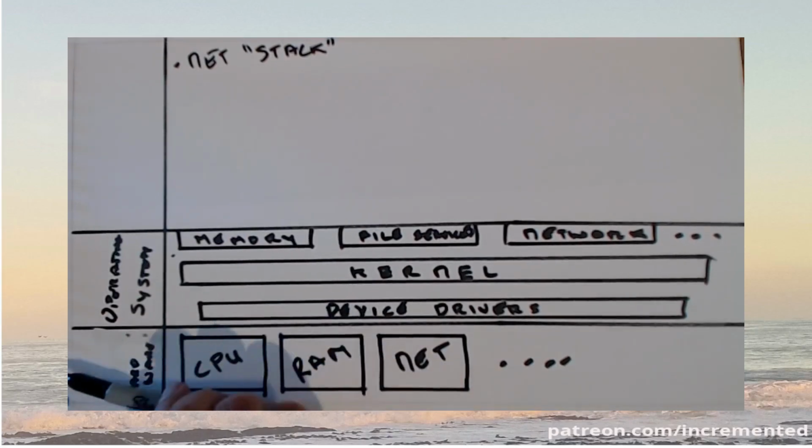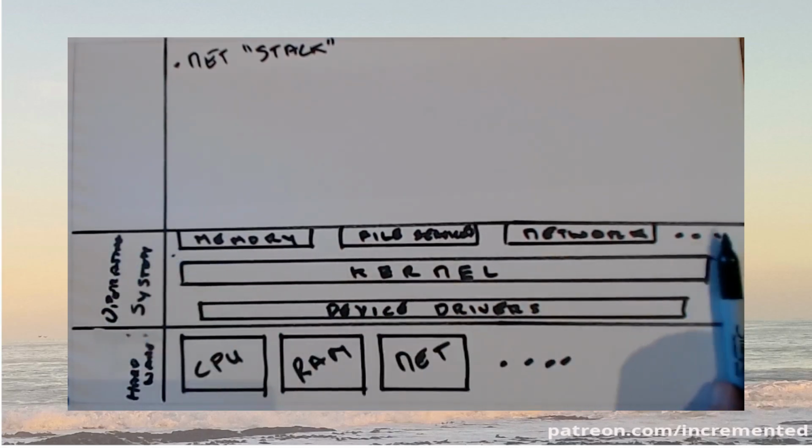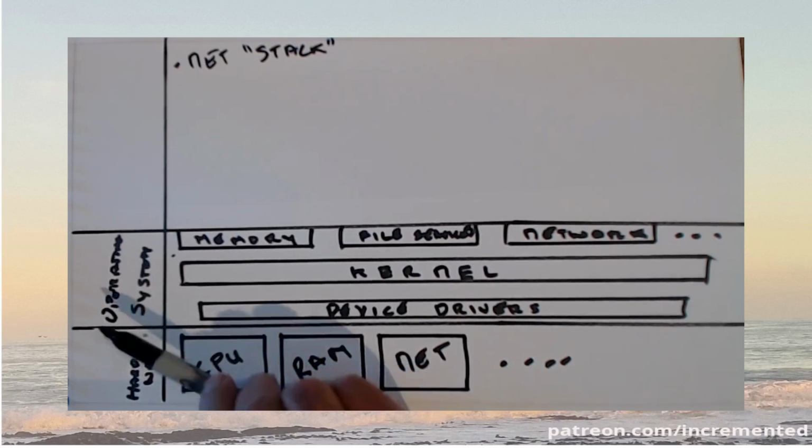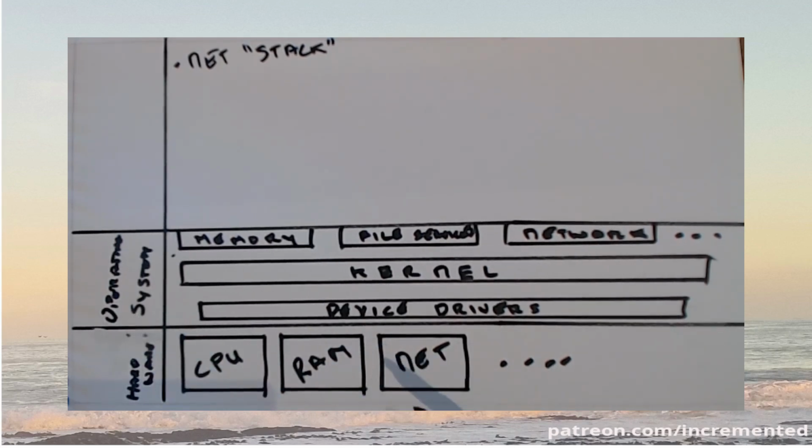On top of our hardware layer, we have our operating system. Historically, the only operating system that supported .NET was Microsoft Windows. But more recently, this has been extended so that modern .NET runs on Windows and Linux and Mac OS operating systems. We'll come back to that in a bit.